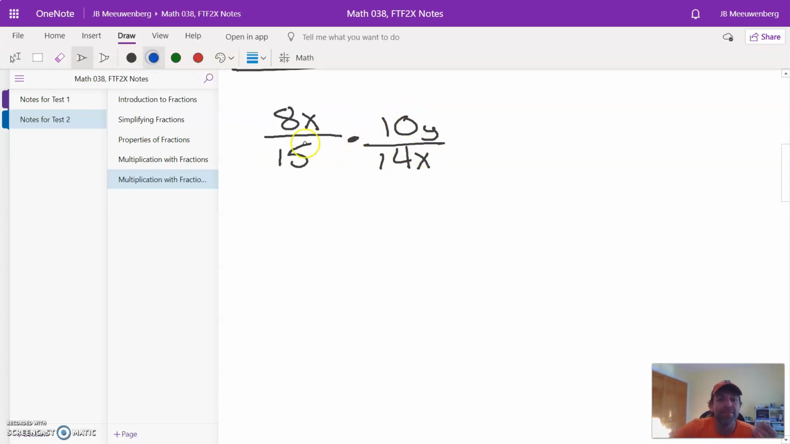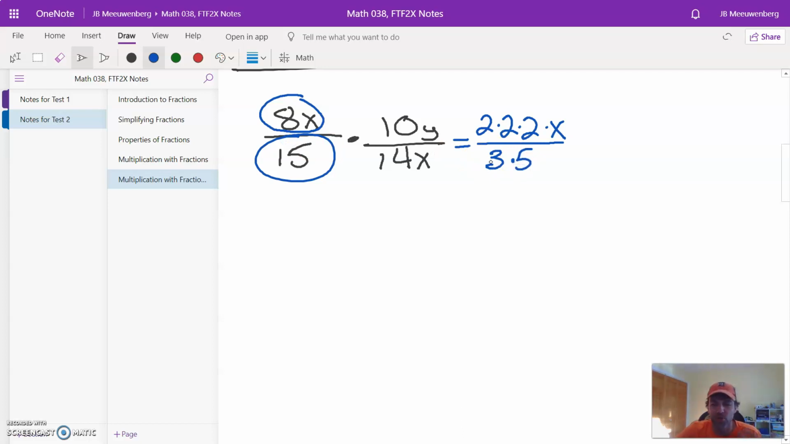So I'm going to factor each thing, going fraction by fraction, part by part. 8x. So that is 2 times 2 times 2 times x. Do your factor tree and you'll come up with that for the number 8. Over 15, 3 times 5. Come up with some sort of method that works for you.